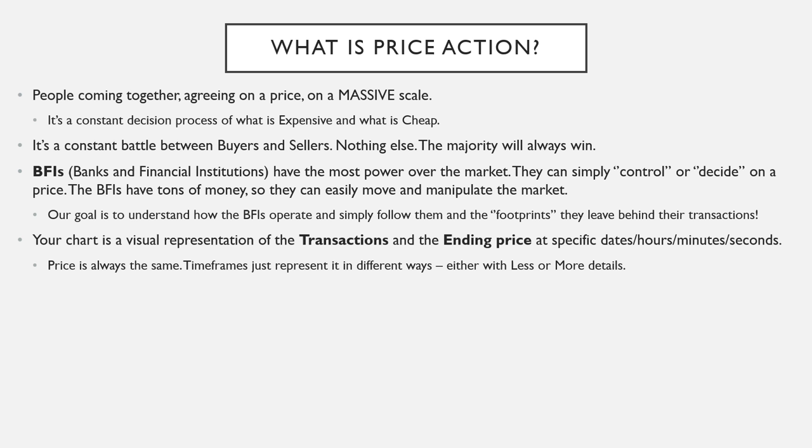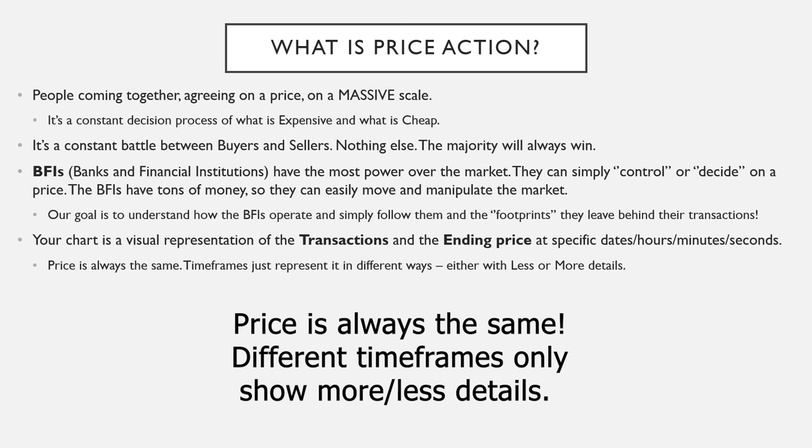Price is always going to be the same. Different time frames just represent price in different ways. If you are on the weekly time frame, you're not going to have a lot of details. But if you go from the weekly to the 15 minute, you're going to have a lot more candles, a lot more details, a lot more fluctuations. But still, price is the same, so it went in the same way. Shifting between time frames just provides you with a little more clarity on what exactly happened.